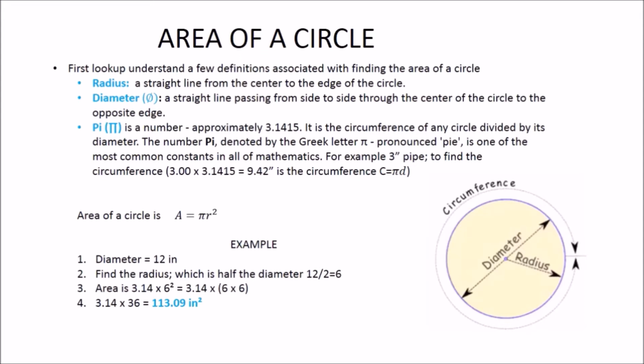So the area of a circle is A equals pi times radius squared. Let's do an example here. The diameter is 12 inches. If you want to find the radius, which is half the diameter, you go 12 divided by 2, which equals 6. So the radius is 6. And the area is 3.14 times 6 squared, which equals 3.14 times 6 times 6. So 3.14 times 36 equals 113.09 inches squared.